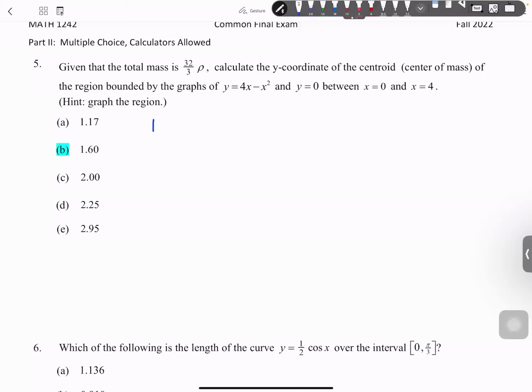In this case, when you graph the region, you will see that it is kind of like the top piece of a parabola. It does pass through 0 and 4. So this is our region.